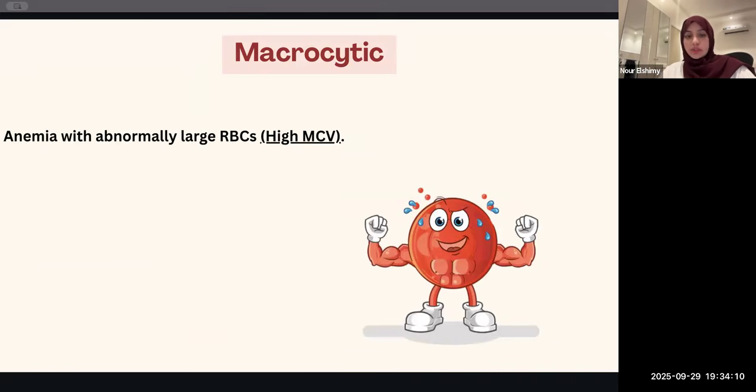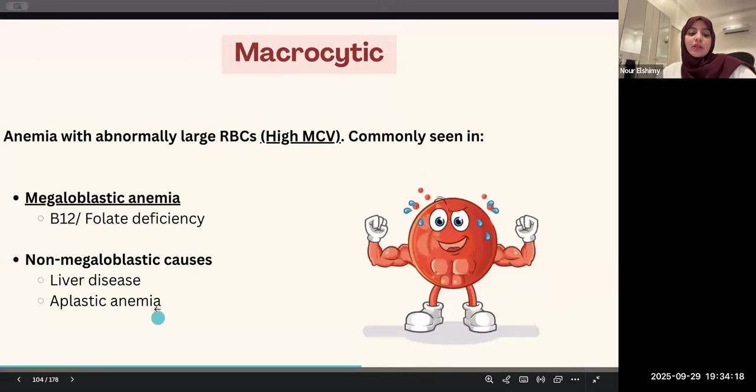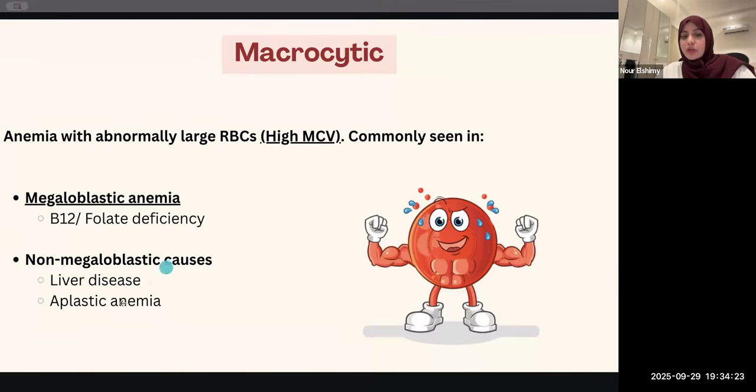Now, what are the different causes for this? We have megaloblastic anemia due to B12 and folate deficiency. I'm going to talk about this more later on. And non-megaloblastic anemia, like liver disease and aplastic anemia. I'm not really going to talk about this much because you shouldn't really be concerned much, but just focus on megaloblastic anemia. It's the main thing here. Okay.